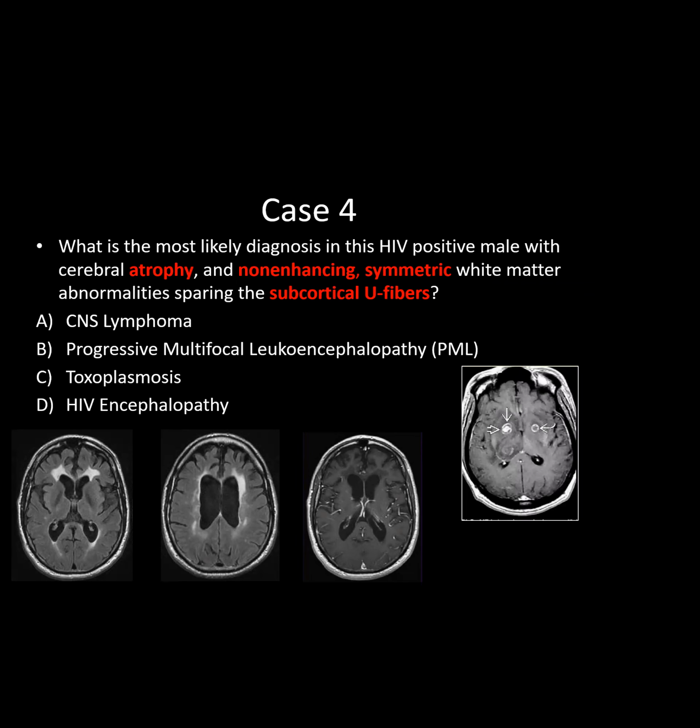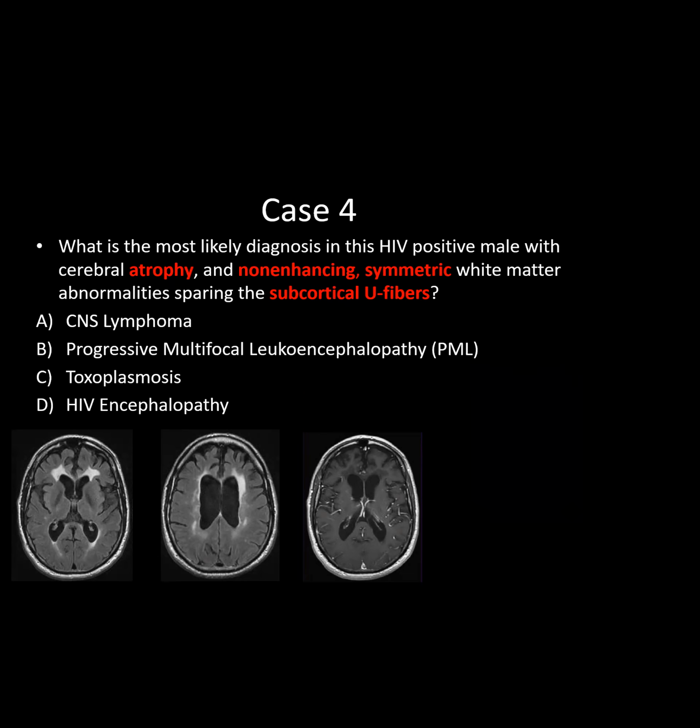This is an example of toxo, which causes multiple rim-enhancing lesions in the brain. In general, in HIV positive patients, toxo tends to be multiple, like 90% of the time. Lymphoma tends to be more solitary if you're immunocompromised.